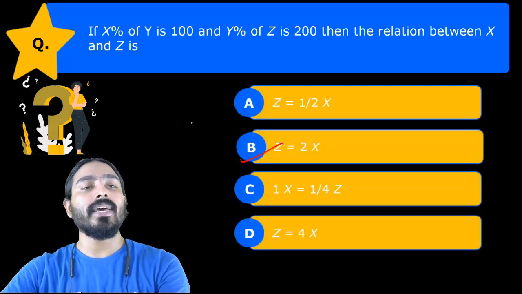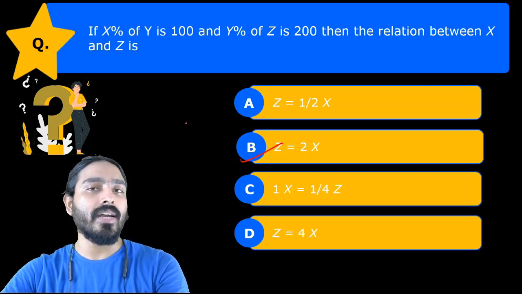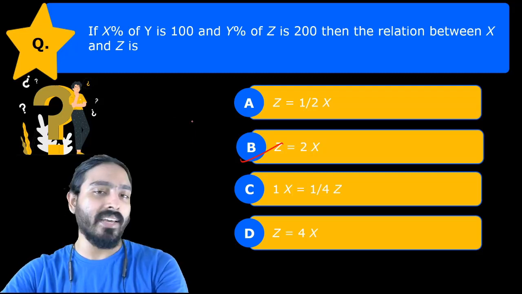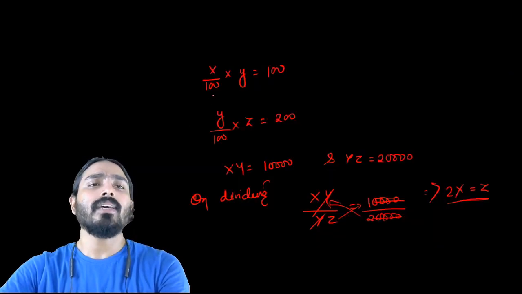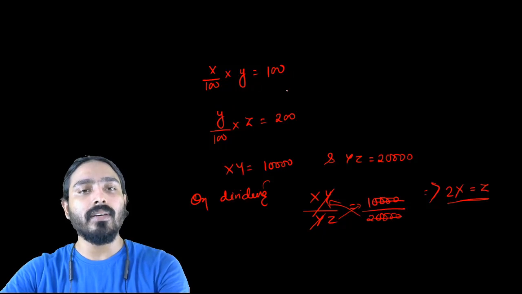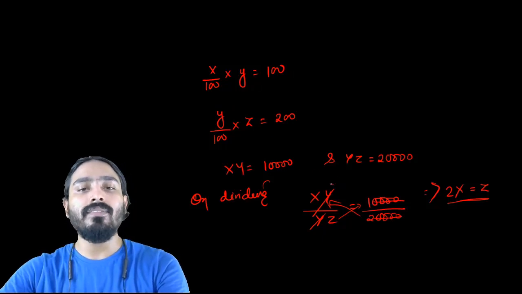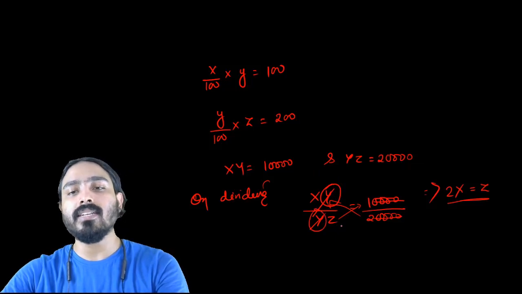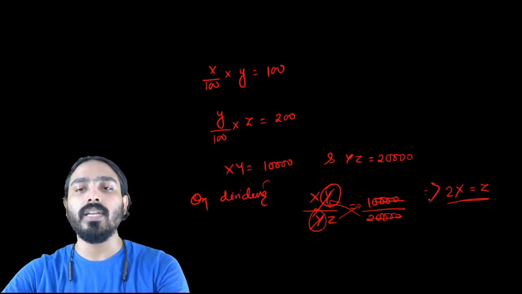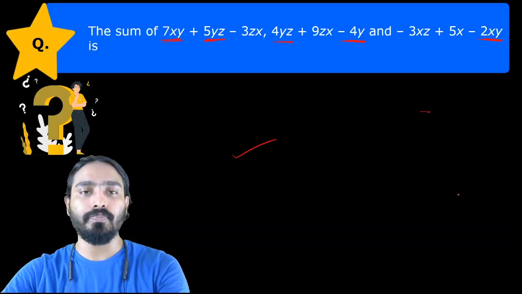Now in this question, x percent of y is 100, y percent of z is 200. Then the relation between x and z is, a very easy question. x percent of y is 100, y percent of z is 200. Now what will be the multiplication? So xy will be 10,000, yz will be 20,000. Now if you divide, the y will get cancelled. We'll have x and z only, and we will have 1 upon 2 only. So if you do the cross multiplication, 2x will be z.